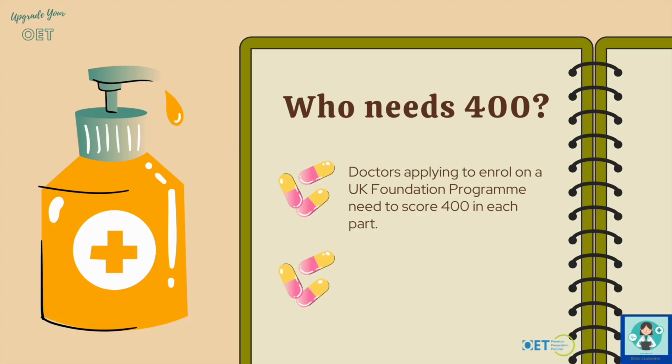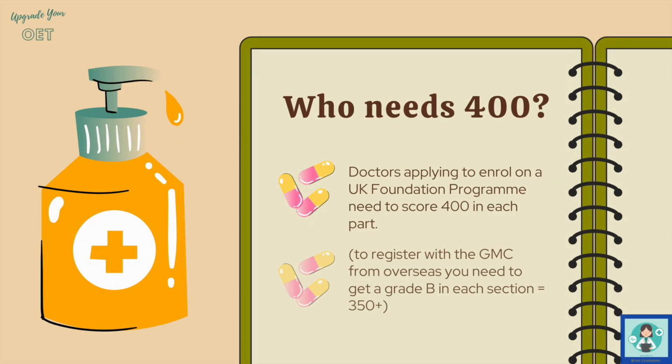So first of all then, who needs to get 400 in their OET? That's basically doctors applying to enrol on a UK Foundation programme. You need to score 400 in each part. For those of you who just need to register with the GMC, maybe you're already qualified as a doctor from overseas, then you need to get a grade B, which equates to 350 in each part.